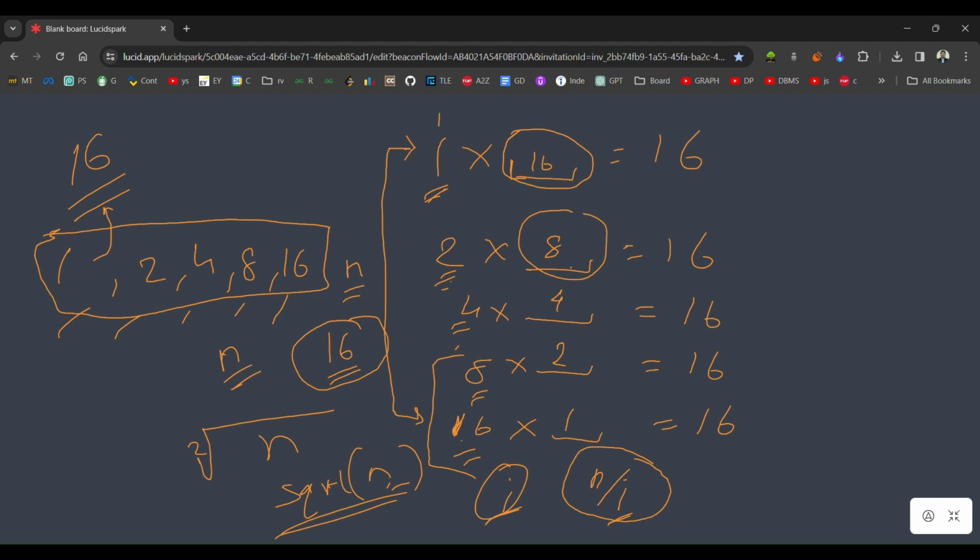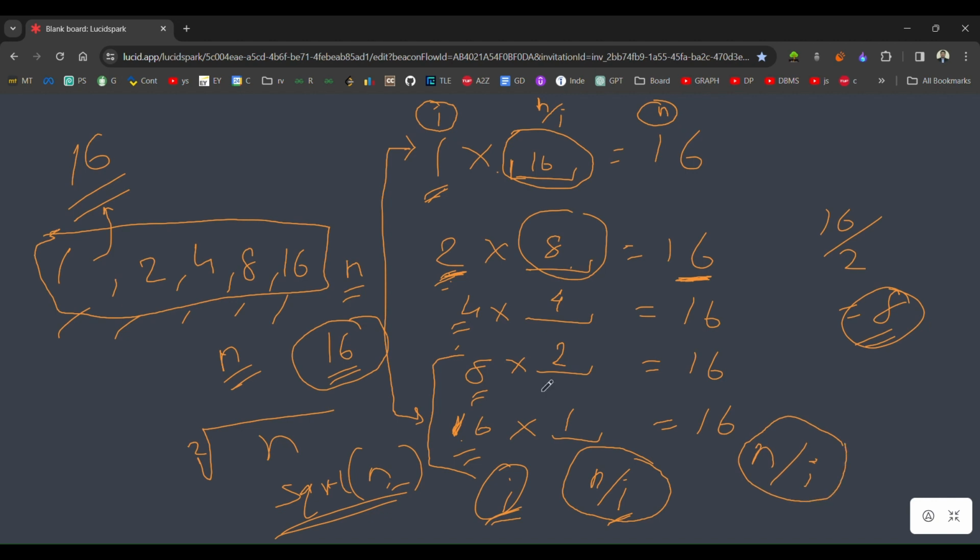So what I mean to say is, if this is I and this is n, what is this? This should be n by I. Let's say this is 2, this is 16. So 2 into what is 16? 2 into 8 is 16. How you got to know? Because 16 divided by 2 is actually 8, right? That's how you got to know. So if I is dividing 16 completely, then n by I also divides 16 completely. So that's how you will find the answer.